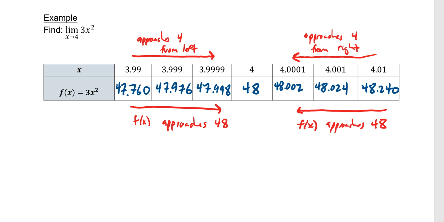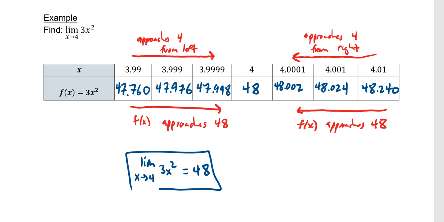We'll see when we're allowed to just plug it in and actually get the answer, because that's obviously a lot easier. But just always remember, you're not necessarily trying to find the y value per se for these. So that's why we're starting off by creating this table. So what we would say when we're answering this question, we would say the limit as x approaches 4 of 3x squared equals 48.